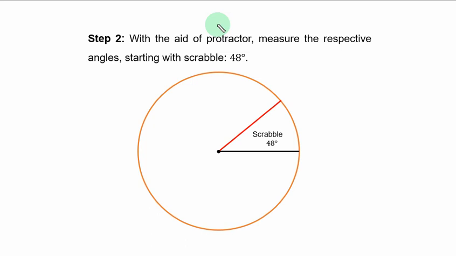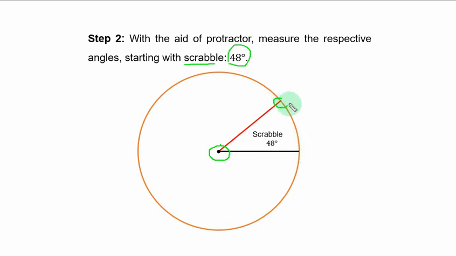Step 2, with the aid of a protractor, measure the respective angles starting with Scrabble, that is 48 degrees. What you do is place your protractor on this line so that the opening in the protractor, or the center, will fall on the center of the circle. The line on the protractor will be directly on this line, and that line is 0. From that 0, you count 48 degrees.